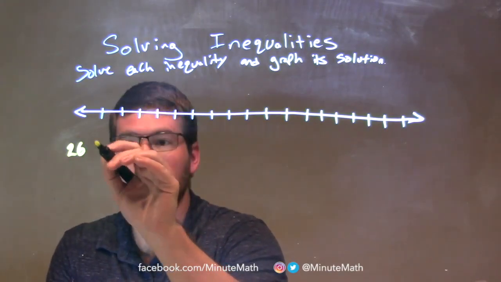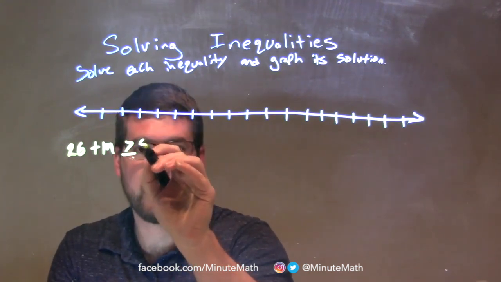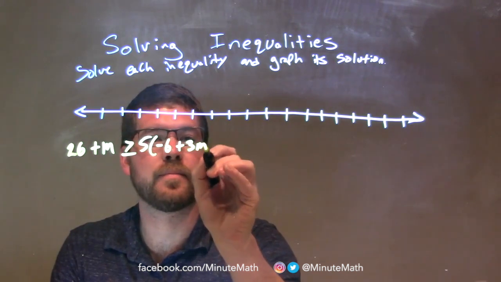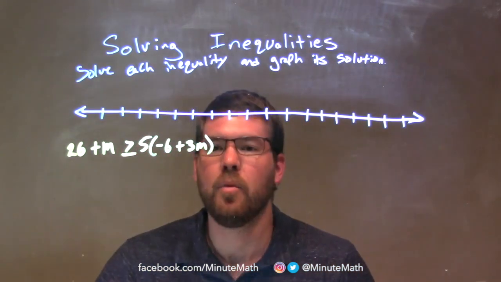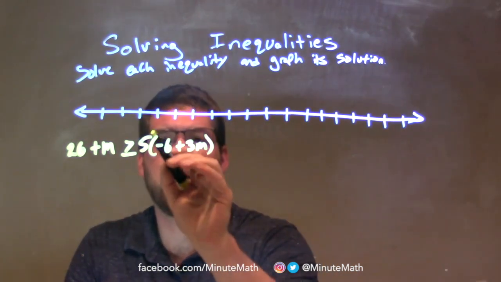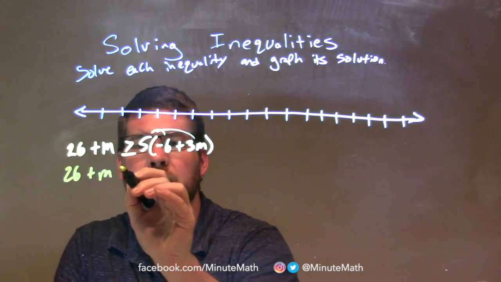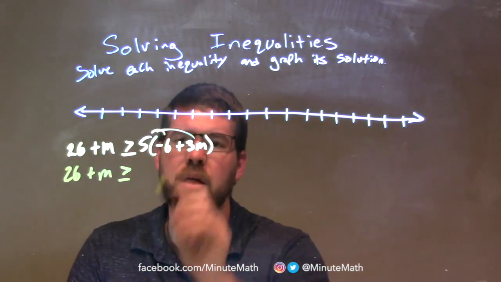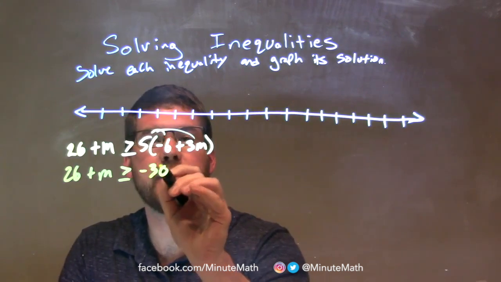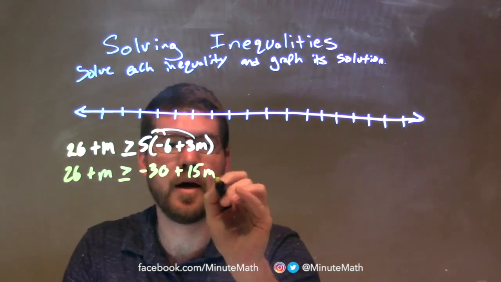26 plus m is greater than or equal to 5 times the quantity negative 6 plus 3m. Okay? Well, first thing I want to do is distribute that 5 across to both parts of that parenthesis. So I have 26 plus m right here is greater than or equal to 5 times a negative 6, which is a negative 30, and 5 times a 3m is just 15m.